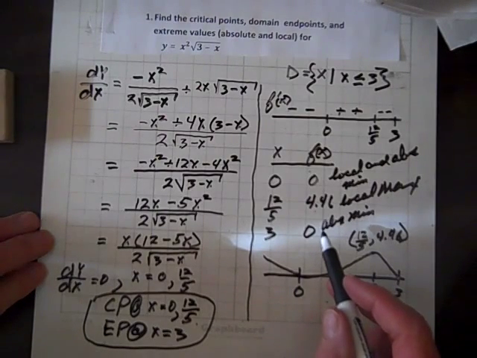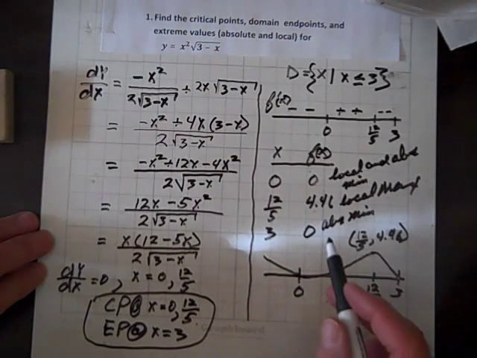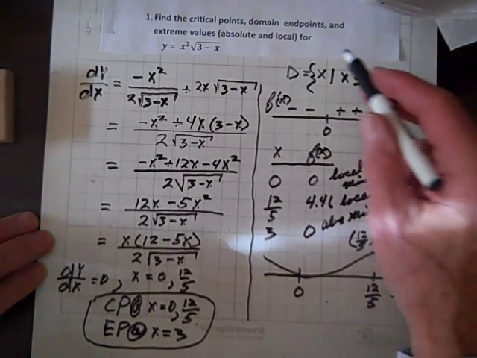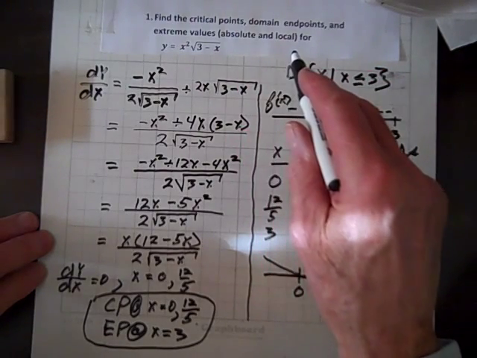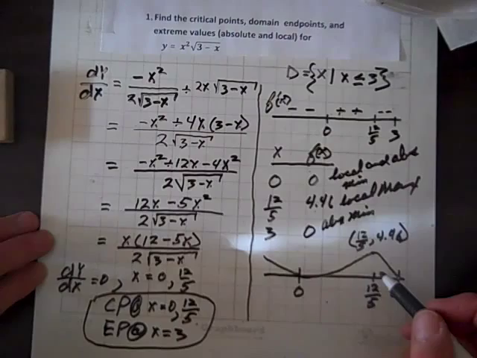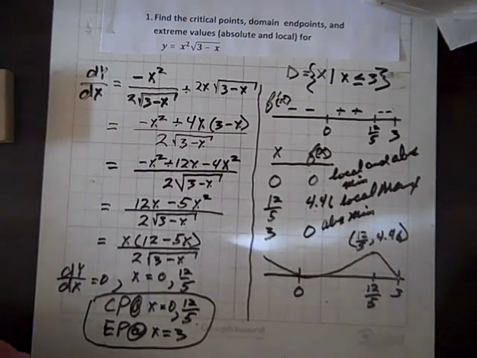Now let's see if we've done everything we needed to do. We found the critical points, we found the domain, we found the endpoints, and the extreme values, absolute and local, for that function, so we're done.